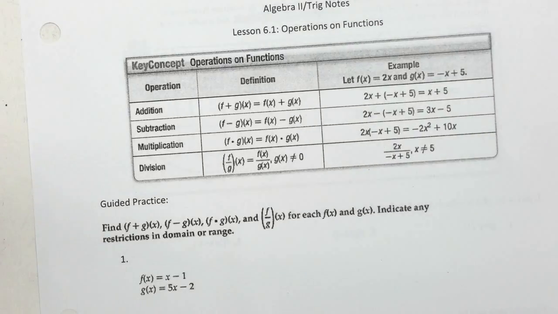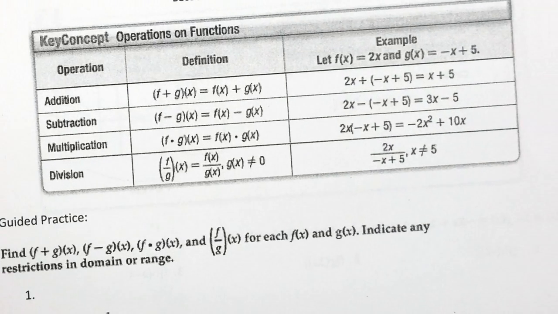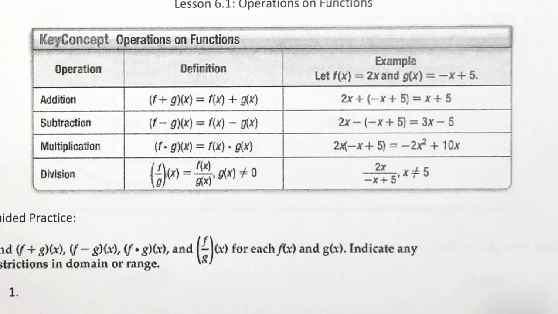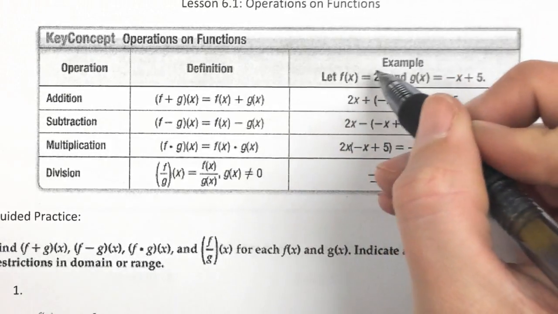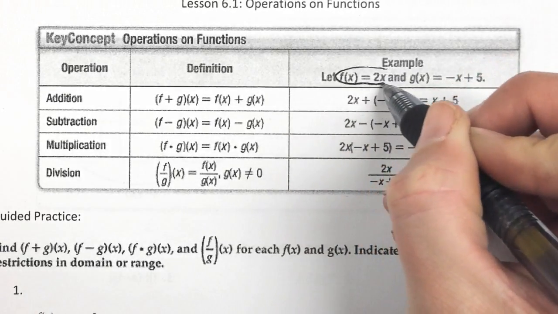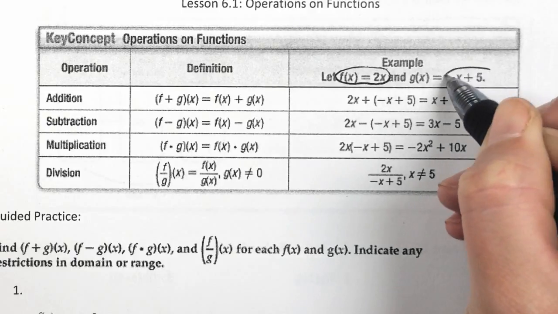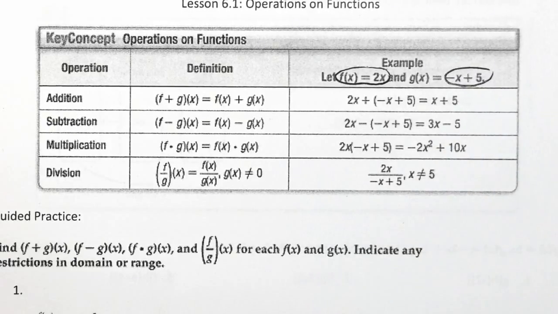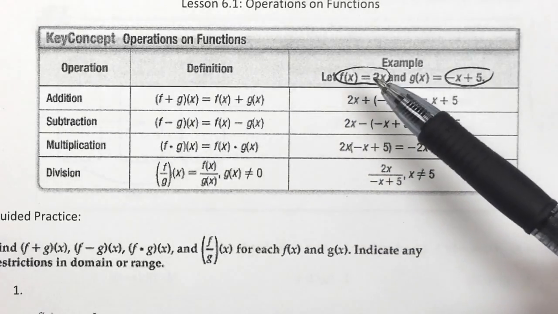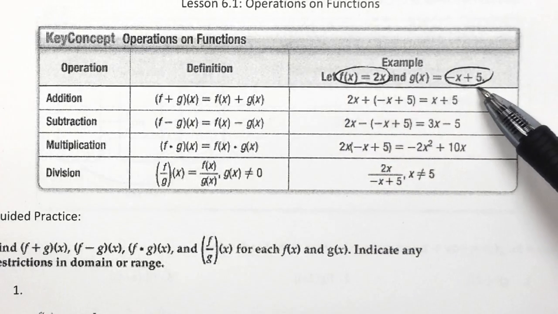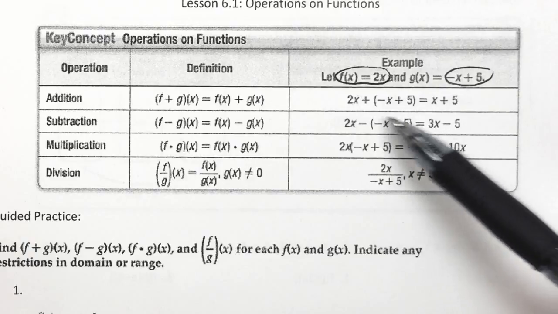Here's an example of how we're going to do each one. Here's the easy example. Here's the two functions they give us. If you'll just go ahead and circle those so you'll know what to refer to. They give us f of x and g of x. So to add them, all you have to do is add 2x and negative x plus 5. You just add them together.